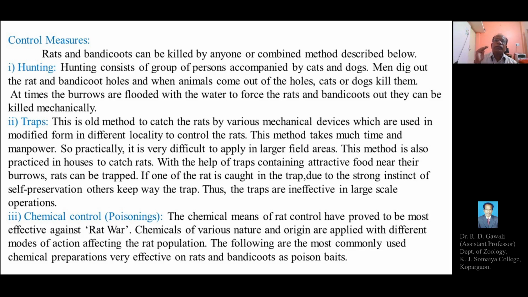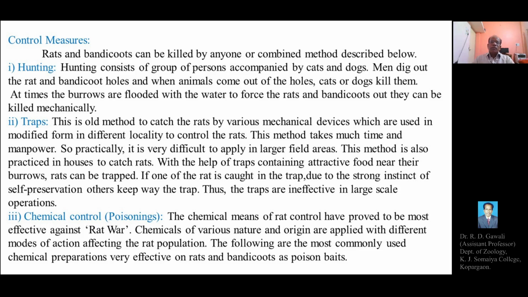So for the control measures we can use the hunting method or use of traps. Then the third one, that is chemical control or poisoning. So in chemical control, we can use a variety of toxic chemicals or poisons or poison baits so as to kill the rats. The chemical means of rat control have proved to be most effective against the rat war. Chemicals of various nature and origin are applied with different modes of action affecting the rat population.